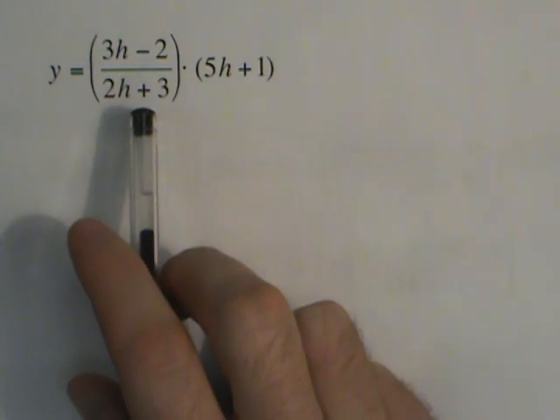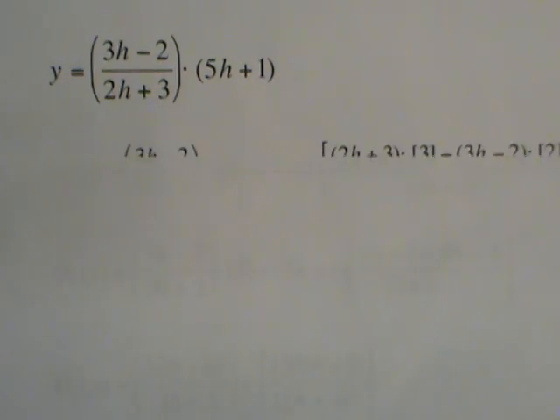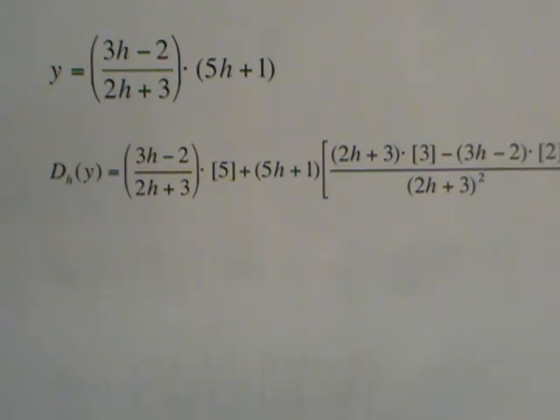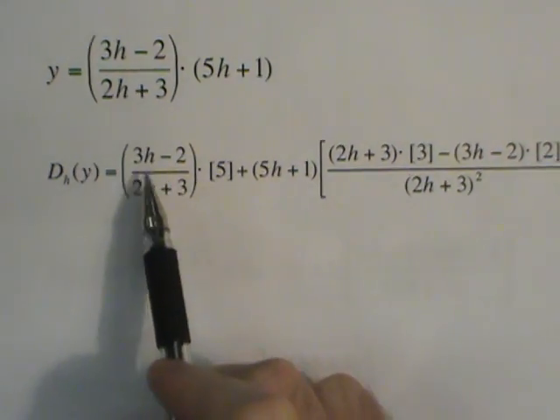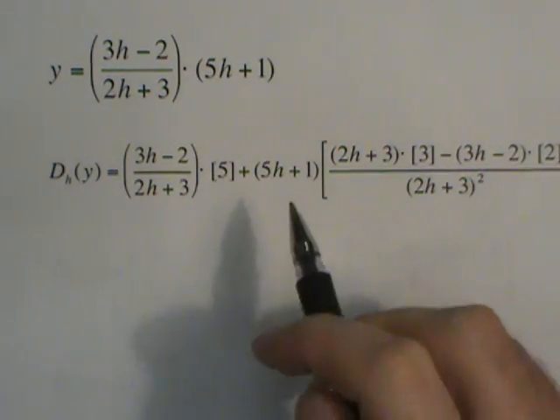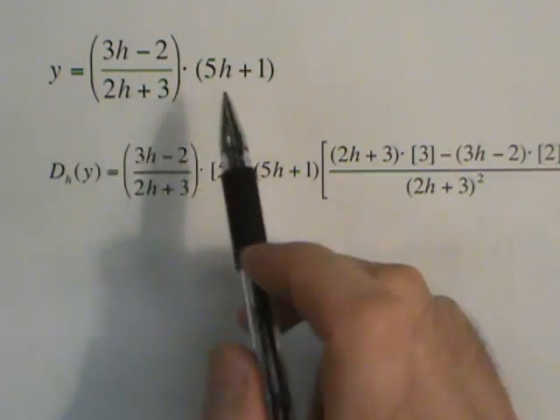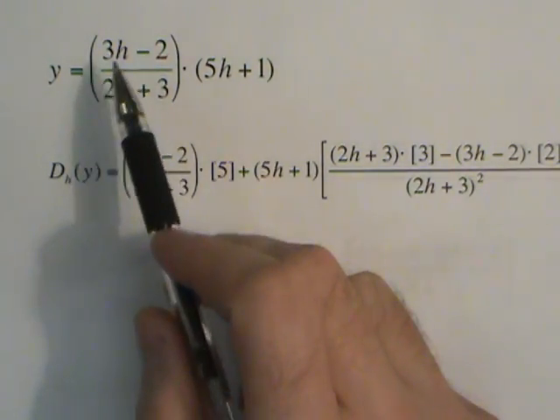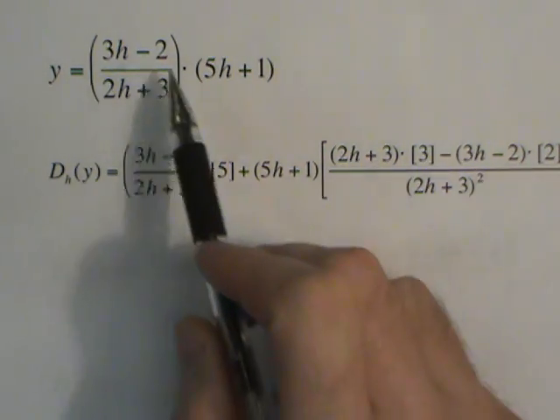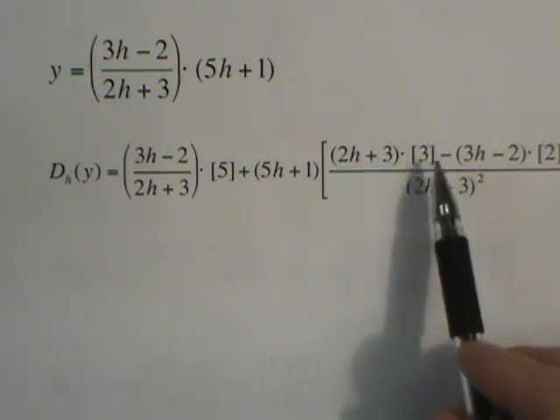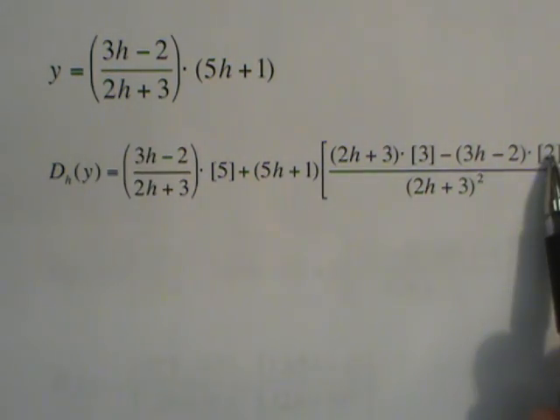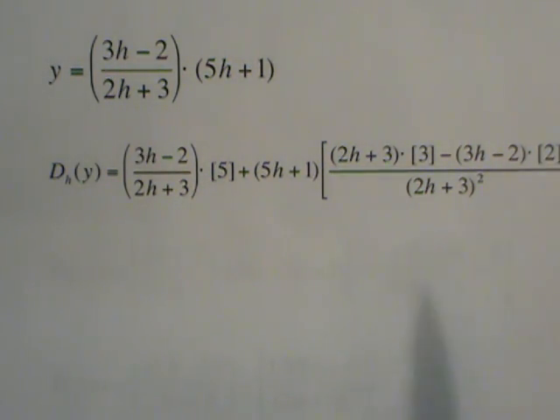As I do the product rule, I'm going to think of this as u and this as v. And so my notation, I want to take the derivative of y with respect to h. So I have my u, I just rewrite it, dv, the derivative of 5h plus 1 is 5, plus v du. Now the v came straight down, but the du is where we're going to see that quotient rule. So in and of itself, we're going to do our low d high, the derivative of the top is 3, minus high d low, the derivative of the bottom is 2, over the denominator squared.